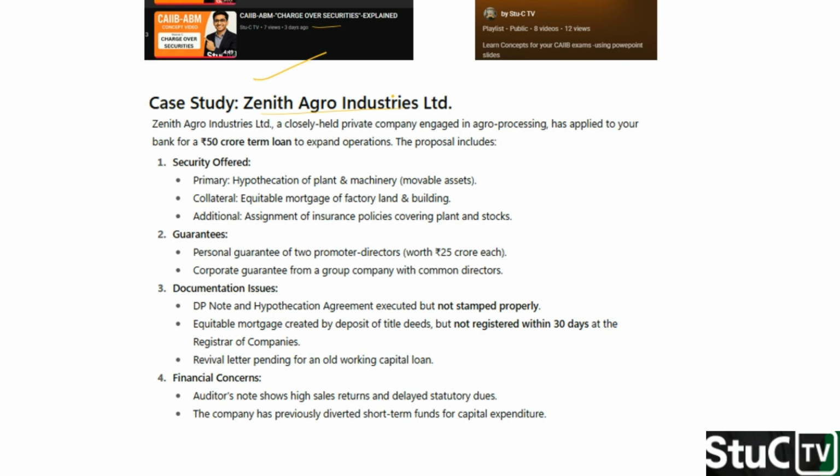So the case study is Zenith Agro Industries Limited. It is a closely held private company engaged in agro processing. It has applied to the bank for a 50 crore term loan to expand operations, and this is the proposal. Now always remember, when you are looking at a case study in the exam, just be very attentive to the small details they are mentioning. For example, it is a closely held private company.